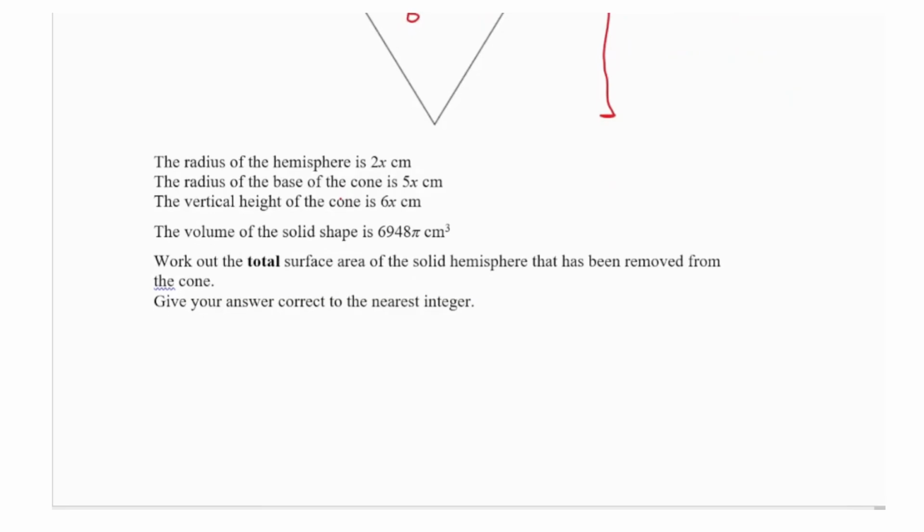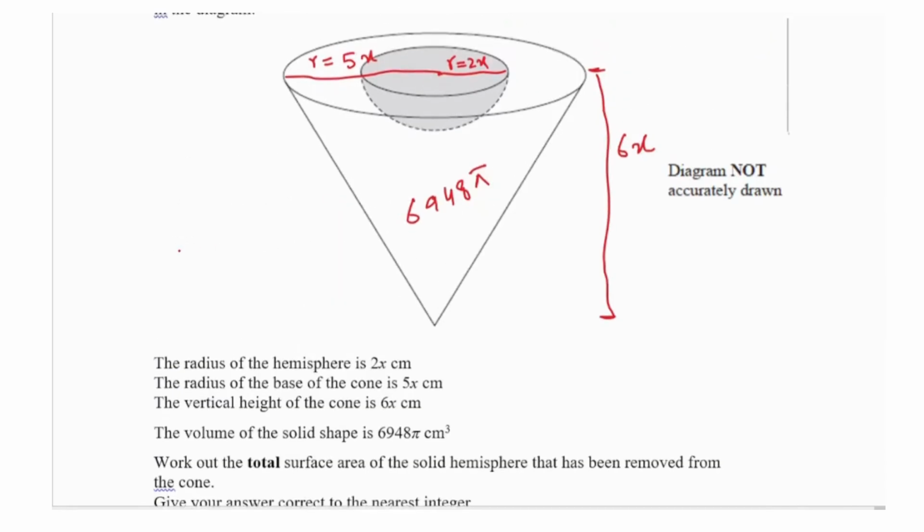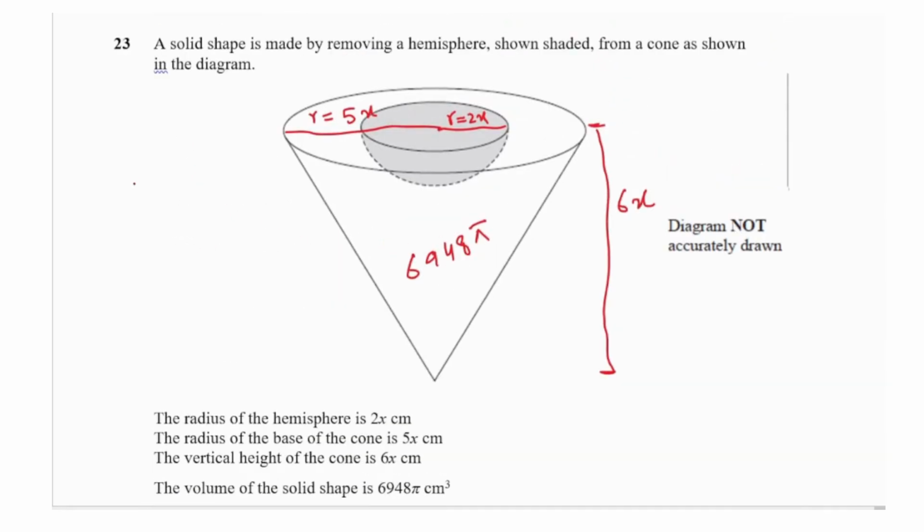Okay, so we're going to use this information. Before we use this information, I need to tell you a few formulas so you can remember them. The volume of a cone, what's the formula for that? That's given in the exam: 1/3 πr²h.